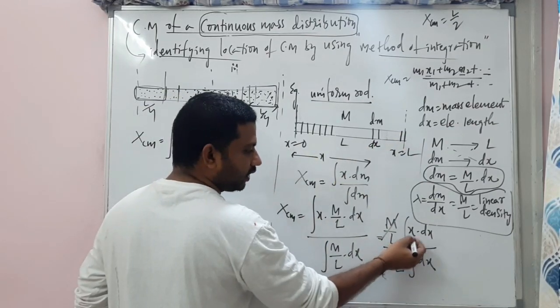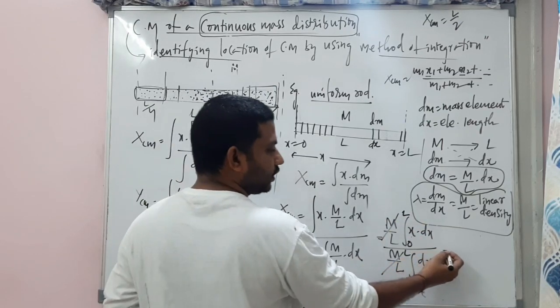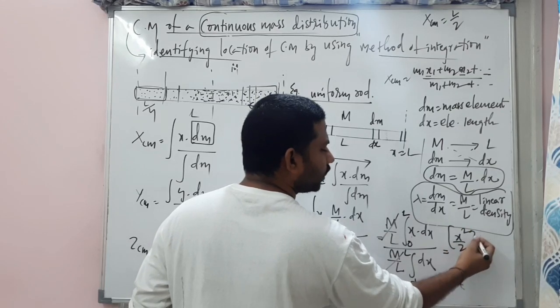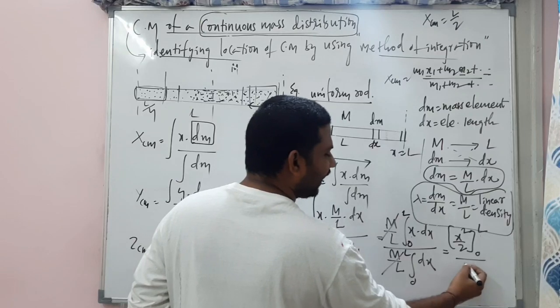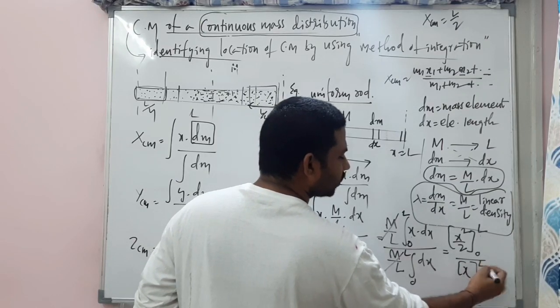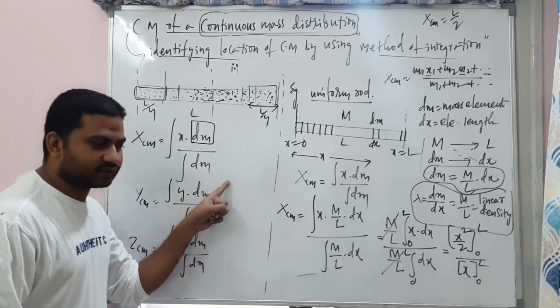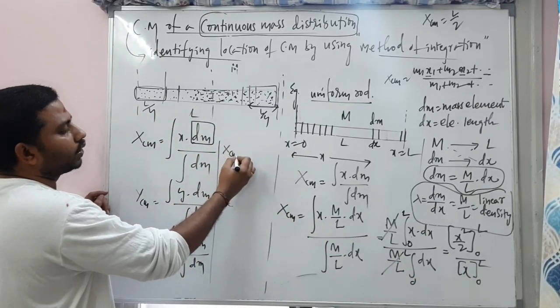So that's what your limits are, 0 to L. Okay, fine. So the integral of x dx gives x square by 2, limits 0 to L. Here also, the integral of dx gives x, so limits are 0 to L. Okay, so the continuation I am writing here, my dear students, so that there is no need to rub it.